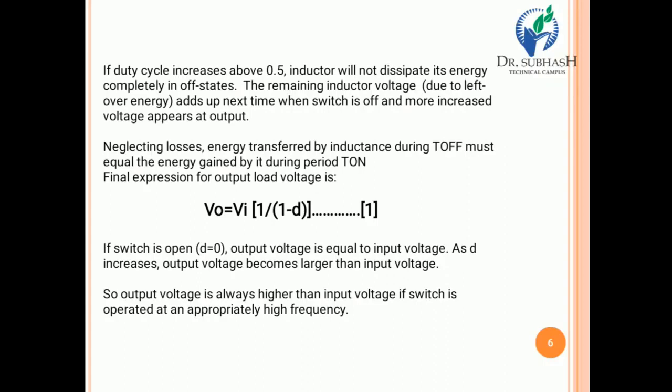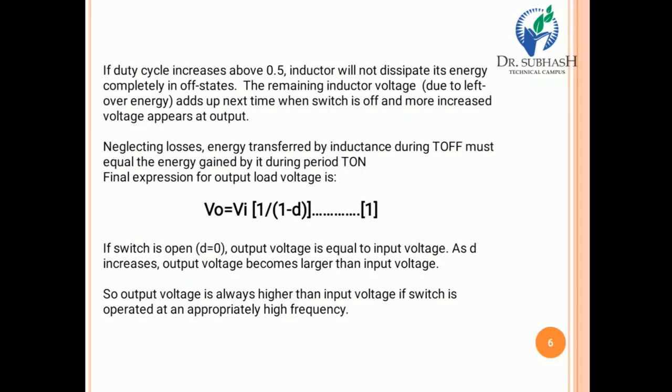So finally the expression for the output voltage is Vout equal to Vi into, inside the bracket, 1 divided by 1 minus D. That is our equation number 1. If the switch is in open condition, that means D equal to 0. So the output voltage is equal to the input voltage. In equation number 1 we can replace D with 0, right? So we get Vout equal to Vi, so the output voltage is equal to the input voltage.